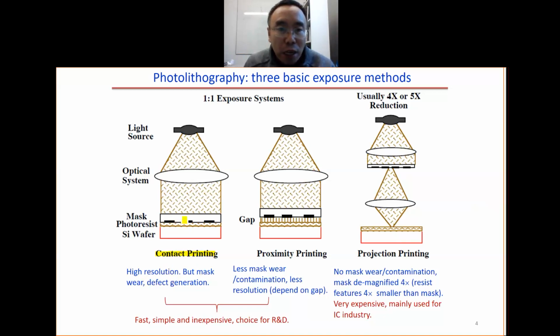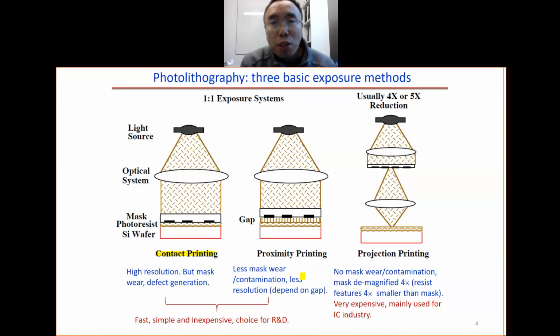Because you have the mask right on top of the resist, the mask will be contaminated, and also there may be some dust particles trapped in between. To reduce this contamination, you can keep a gap between the mask and the resist. But again, sometimes the mask will still come in contact with the resist because the gap has to be small. If we have too big a gap, the resolution will be poor. So the gap is just a few micrometers or maybe a few tens of micrometers. So by chance, the mask can still be contaminated. And also, because you have the gap, the resolution will be lower.